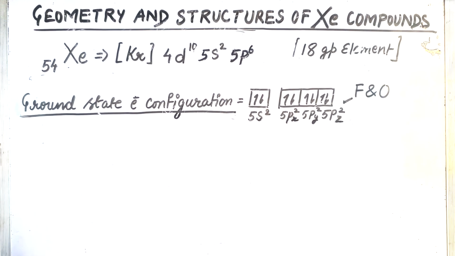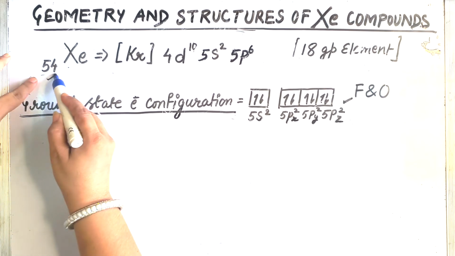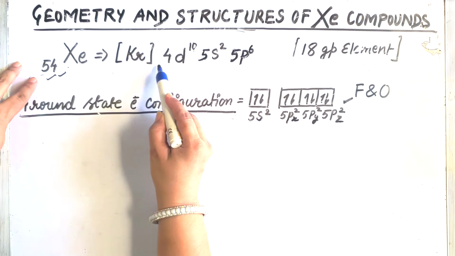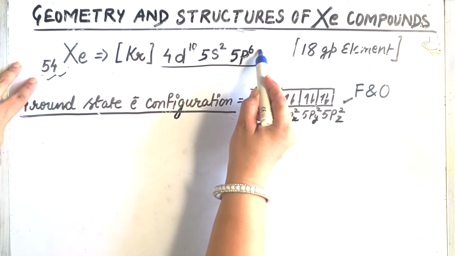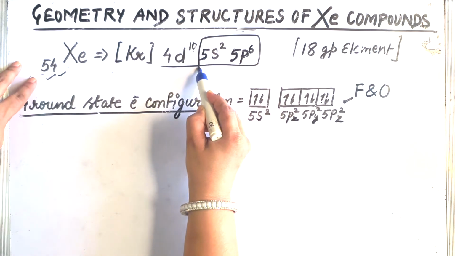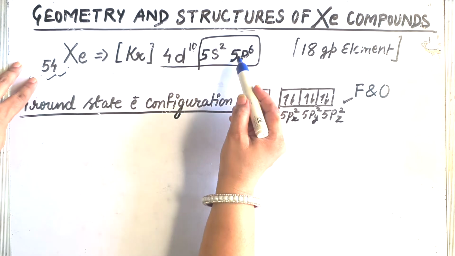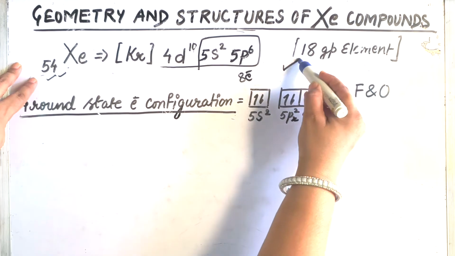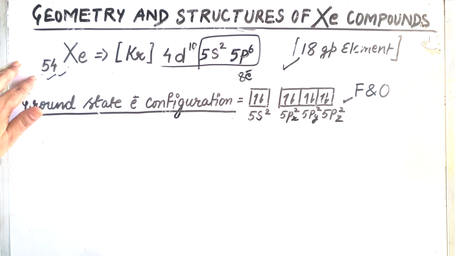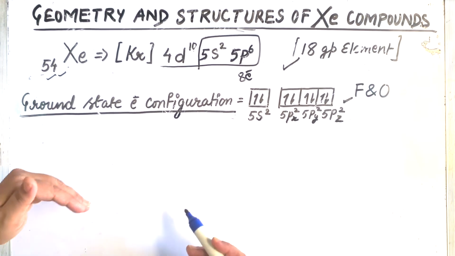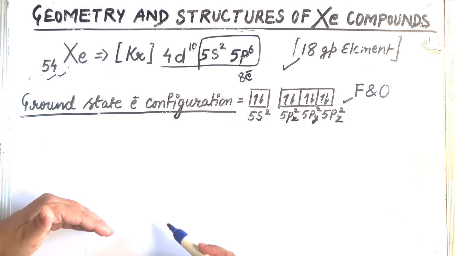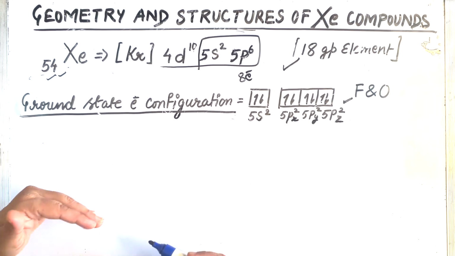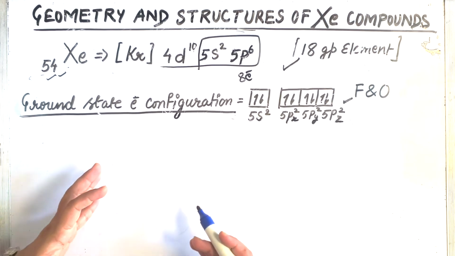Here we have the atomic number of xenon. It is 54, and the outermost shell configuration of xenon is 4d10, 5s2 and 5p6. This is the outermost shell configuration. As you can see here, there are 8 electrons in the outermost shell of xenon. It is kept in the 18th group, and we all know that the elements kept in the 18th group are called inert gases. Xenon is also inert, but just because of its big size, it can react.